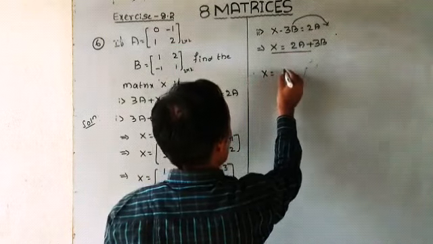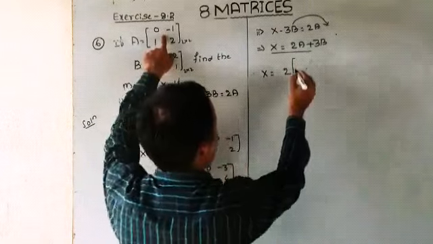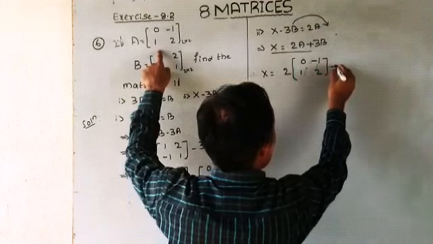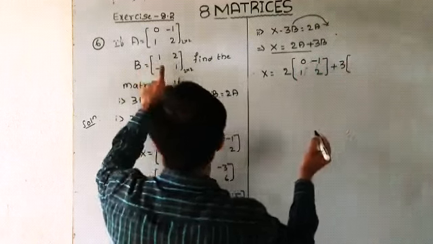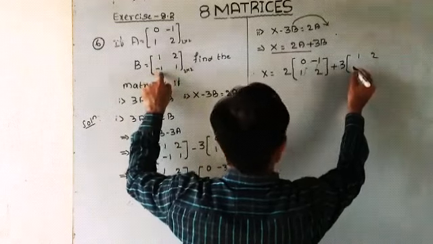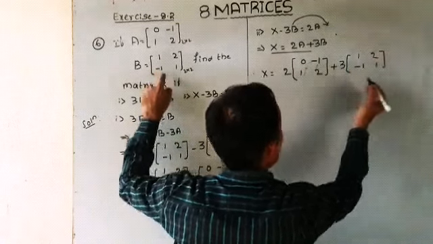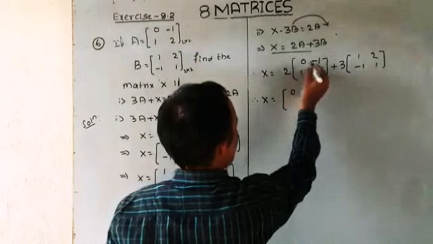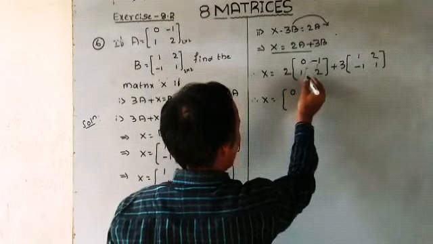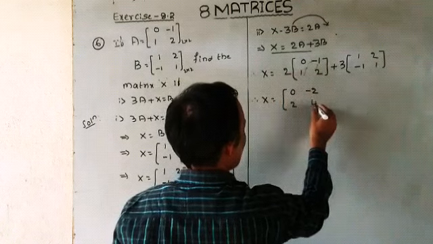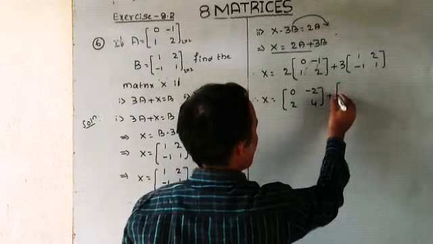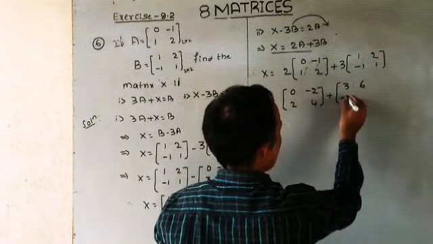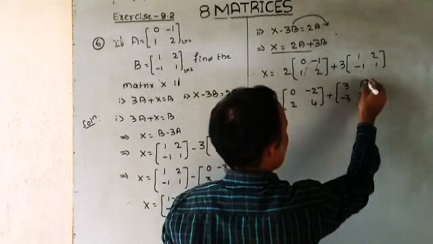Therefore, X is equal to 2 into A, which is 0, minus 1, 1, 2, plus 3 into matrix B, 1, 2, minus 1, 1. So therefore, X is equal to 2 into 0 is 0, 2 into minus 1 is minus 2, 2 into 1 is 2, 2 into 2 is 4, plus 3 into 1 is 3, 3 into 2 is 6, 3 into minus 1 is minus 3, 3 into 1 is 3.